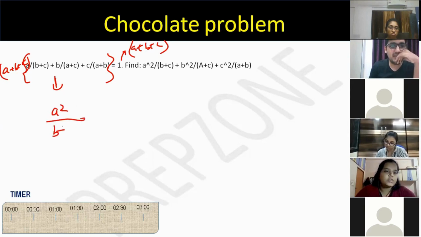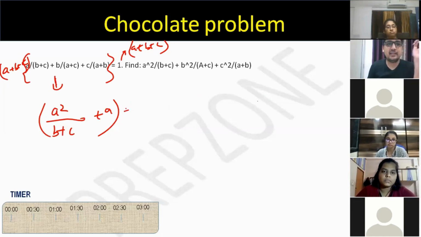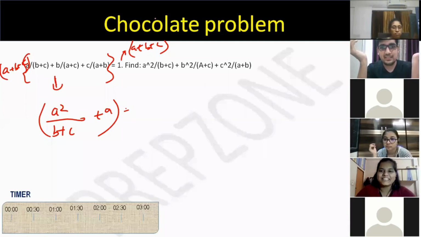a square upon b plus c, plus b square upon a plus c, plus c square upon a plus b, is equal to a plus b plus c. You can cancel a plus b plus c from both the sides, and the answer will be 0. A one step, one liner answer.